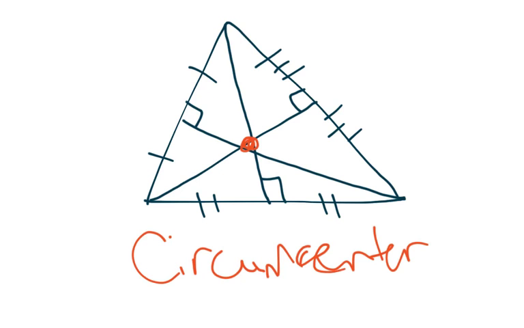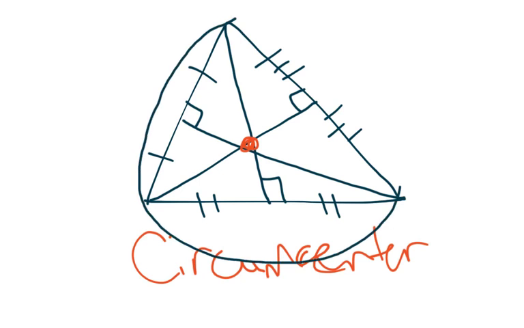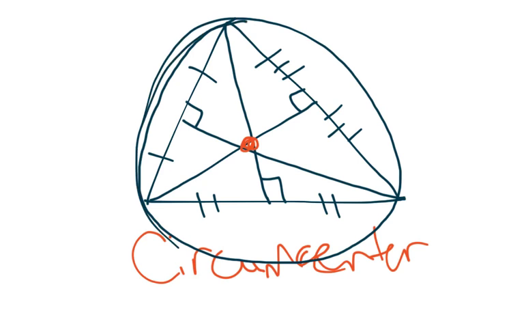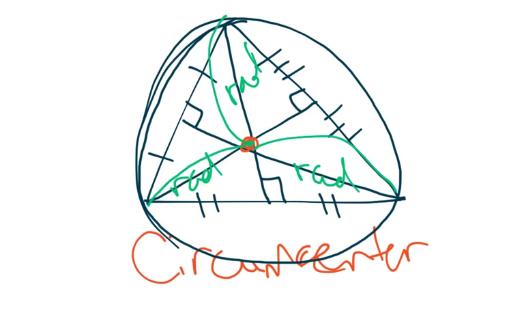Okay, circumcenter. The thing about circumcenters is that if you drew a circle on the outside edge, and this is a horrible circle, then each of these would be a radius of that circle. They would all be equidistant, from here to here, from here to here, and from here to here. So they become the radius of the outside circle.